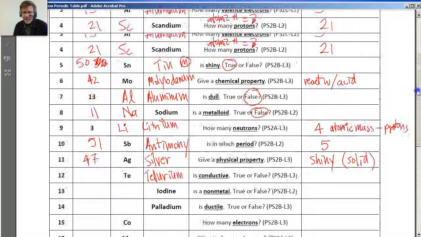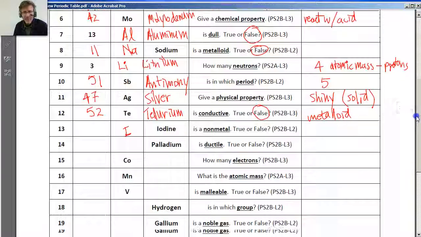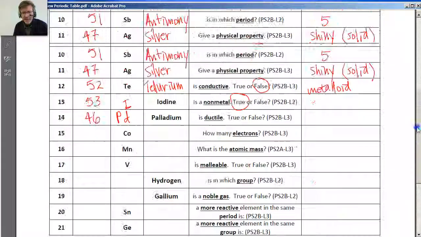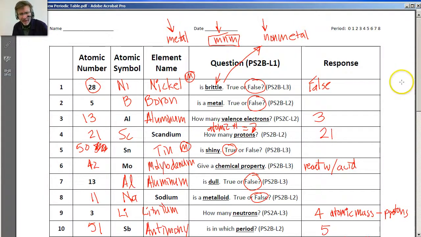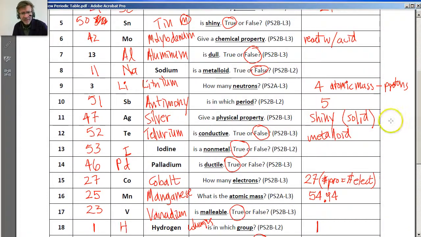Alright, so that's been a quick review of what you need to remember to pass the assessment for PS2B. I hope this was helpful. This is a sample assessment. There are other assessments out there with different elements in there. So give it a shot. Come by before school, after school, Saturday school, and take this reassessment. Thanks for listening.